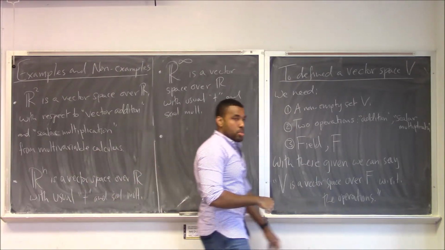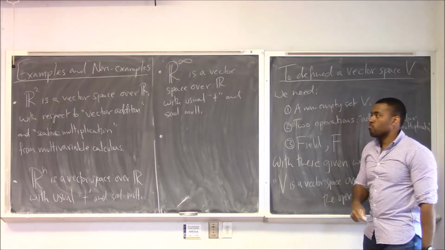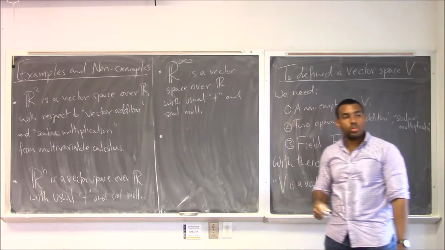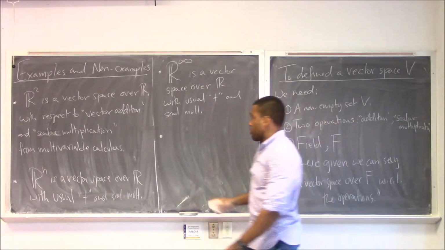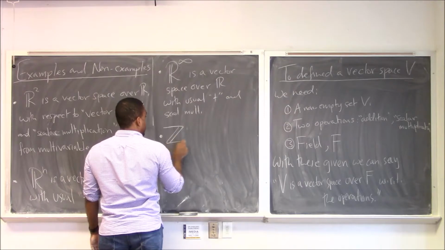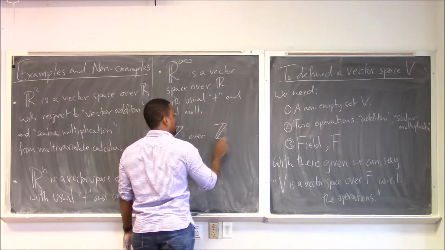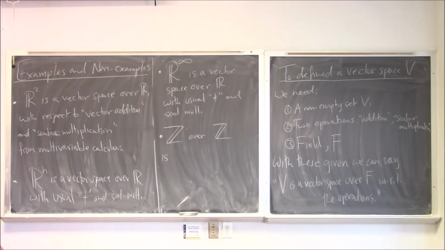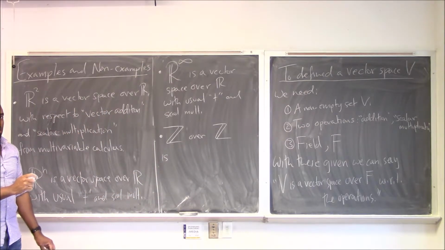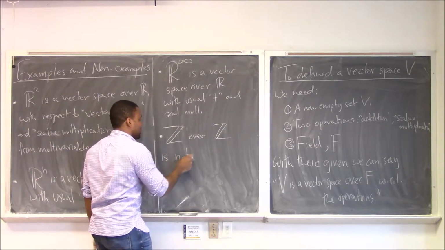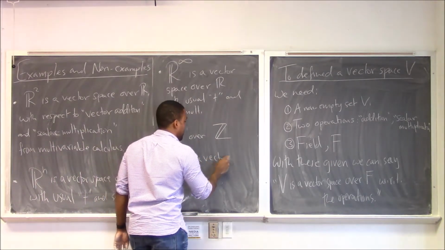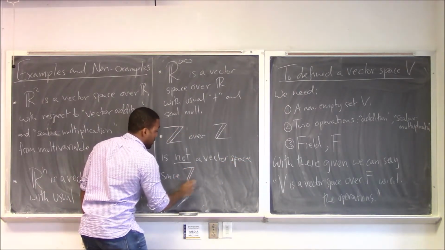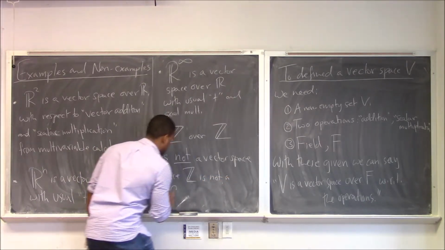Tell me something that would not be a vector space. What about the integers over the integers? Is it or is it not a vector space? Not. Why not? The integers are not a field. It's not a vector space since Z is not a field. Exactly.